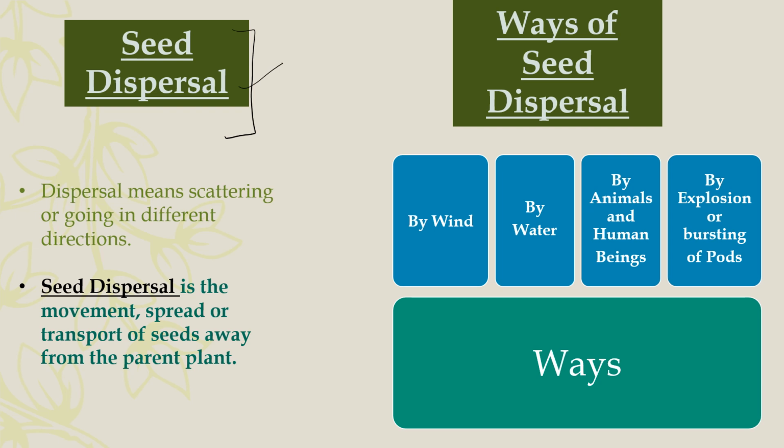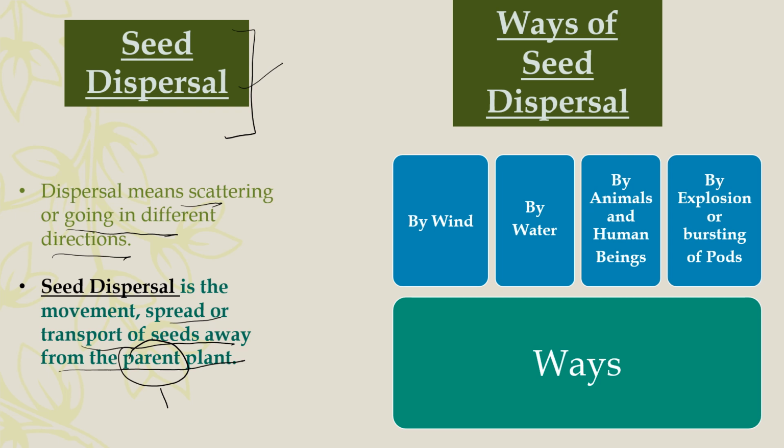When the morning assembly is over, you are asked to disperse, right? Disperse means you have to scatter or go to your classes or to different directions. So basically, it means to scatter. Dispersal means scattering or going in different directions. Then it says seed dispersal is the movement, spread, or transport of seeds away from the parent plant. Parent plant is the plant for which the seeds are scattered.